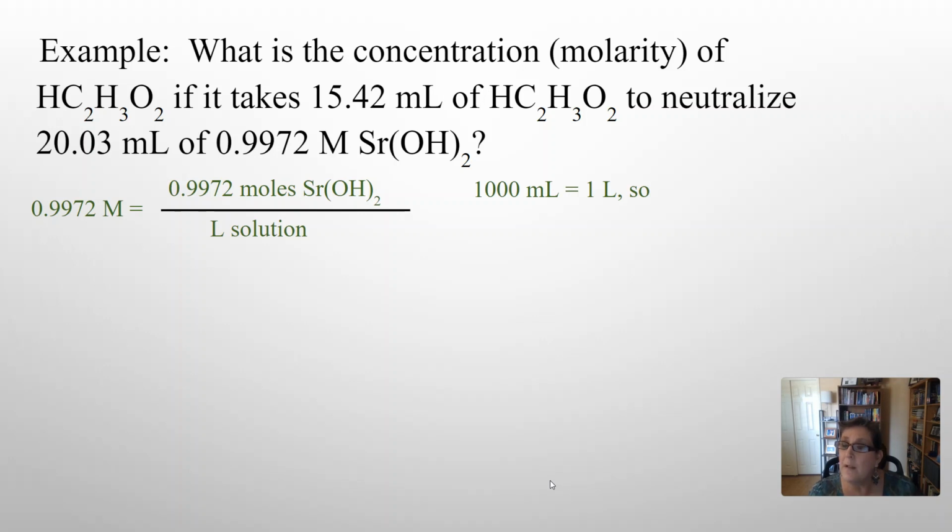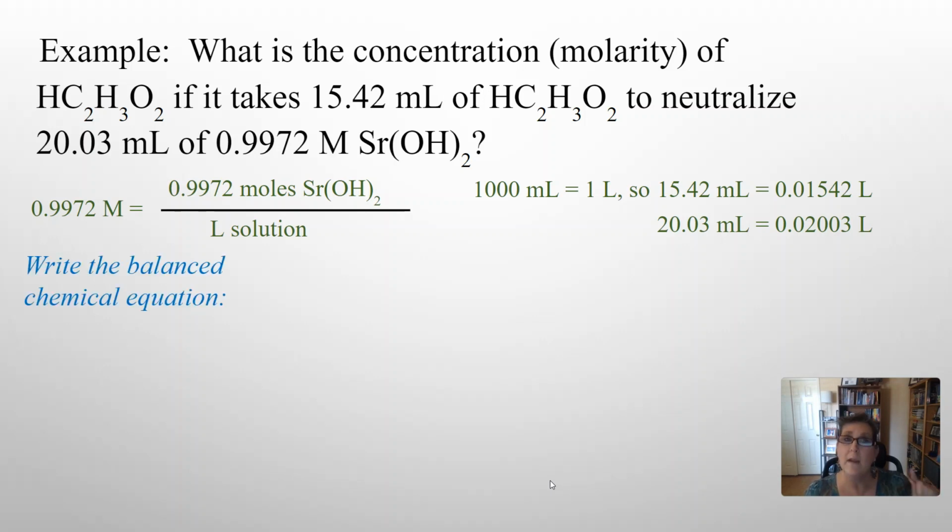There's 1,000 milliliters in a liter, right? So we need to convert our milliliters to liters. There's 1,000 milliliters in a liter. So 15.42 milliliters is 0.01542 liters. 20.03 milliliters is 0.02003 liters. All I did is change milliliters to liters. We're going to need liters in our calculation.